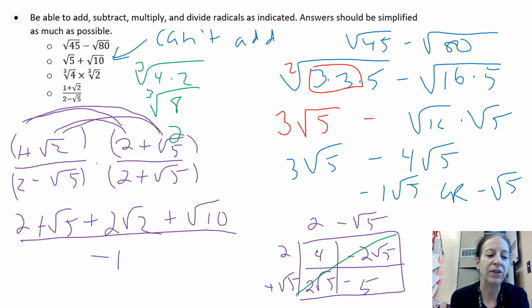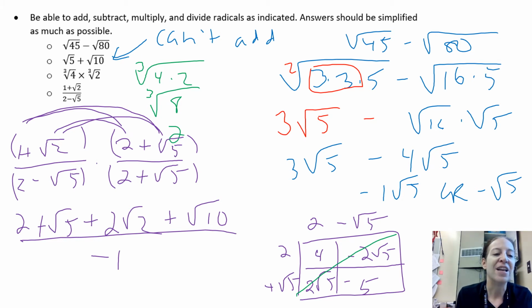And you can leave that as is. You could also divide all of it by negative 1. It will flip the sign, so you'd have a negative 2 minus root 5 minus root 2 minus root 10. I'm not convinced that's simpler, so I would honestly just leave that as is.